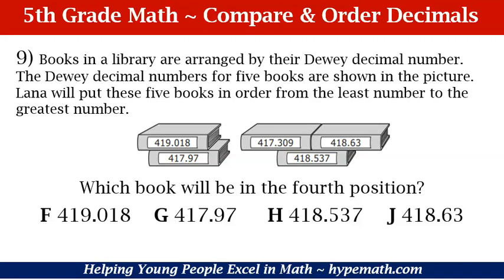Okay, so let's look at the values of our books. Starting with the stack of books on the left, and it's only 2, we have 419.018. We have 417.97. Moving to the other stack, we have 417.309, 418.63, and also 418.537.